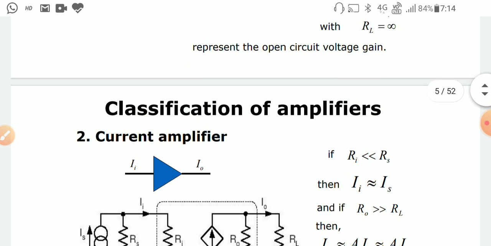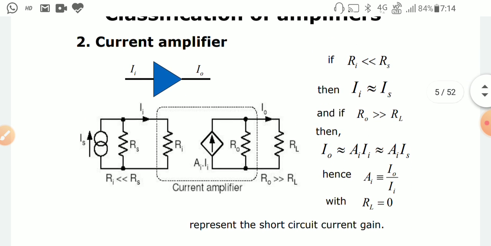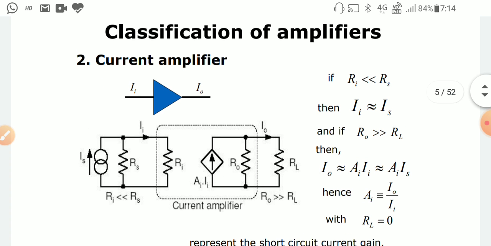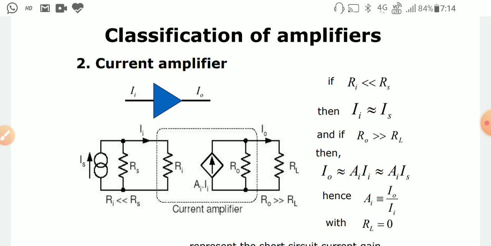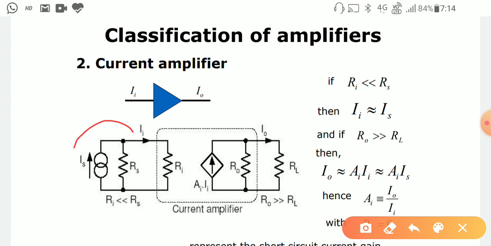Now for the current amplifier, what happens? Initially the source side we will consider in current source form. In the previous cases, we considered the form of a voltage source. Now here we consider the input side as a current source. This is the current source portion, where the value is IS, and the source resistance is defined in parallel with the ideal current source as RS.